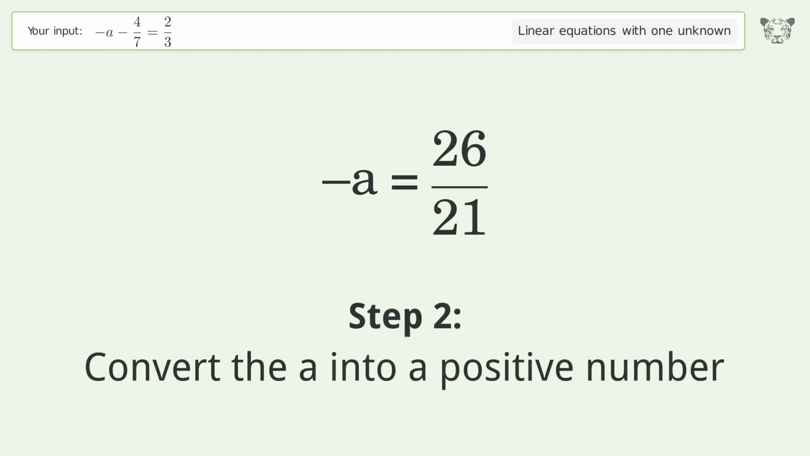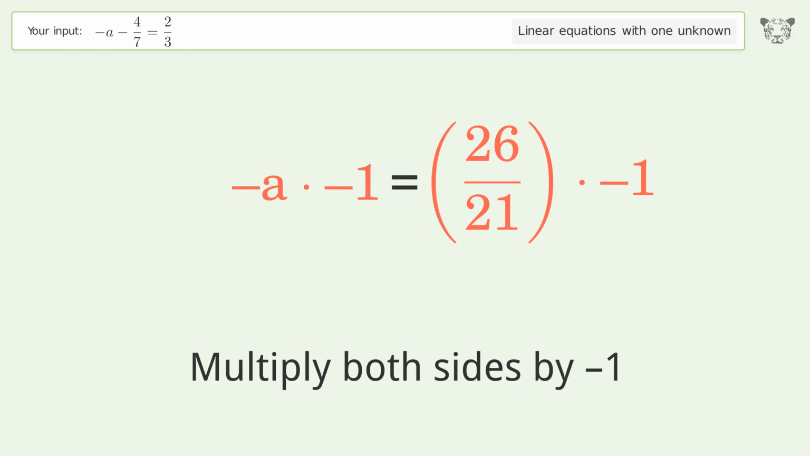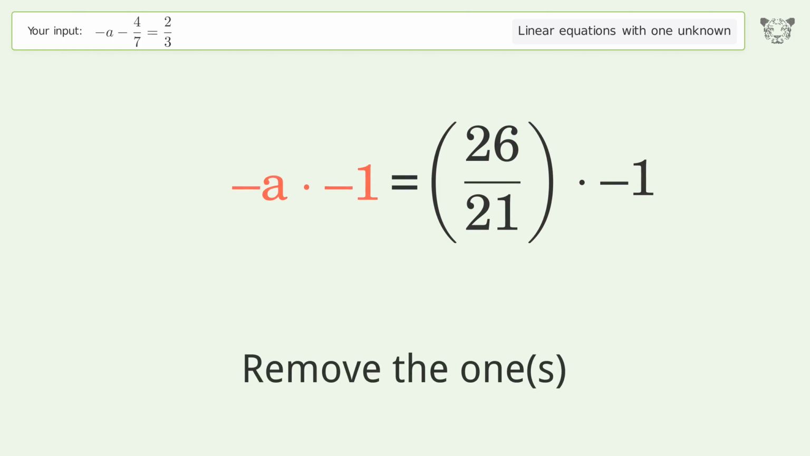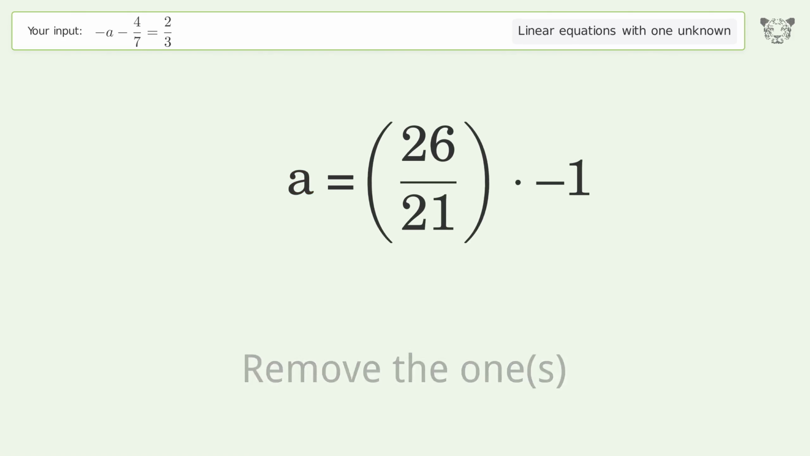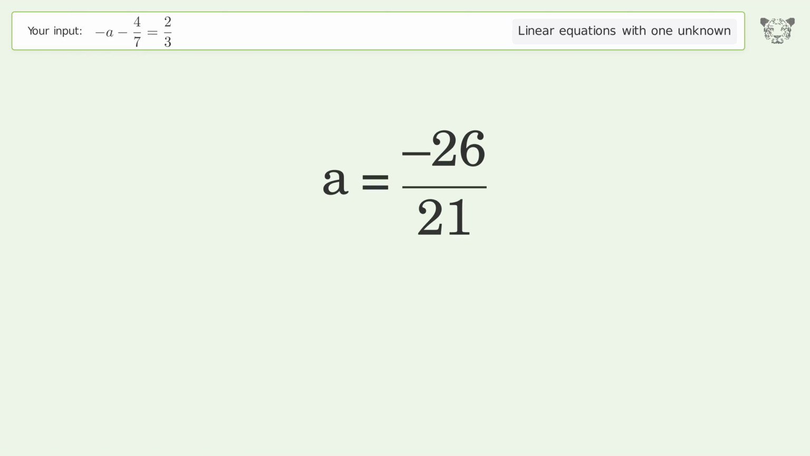Convert the a into a positive number. Multiply both sides by -1. Remove the ones. And so the final result is a equals negative 26 over 21.